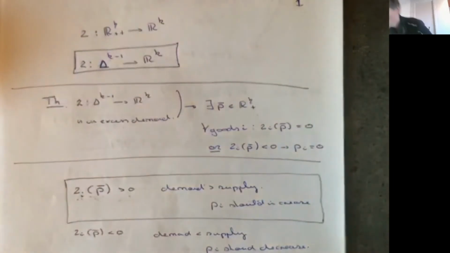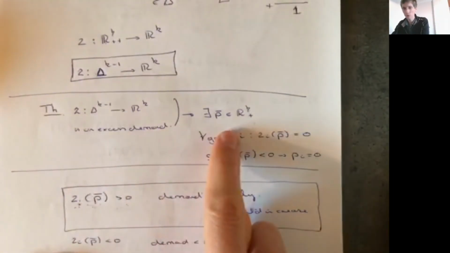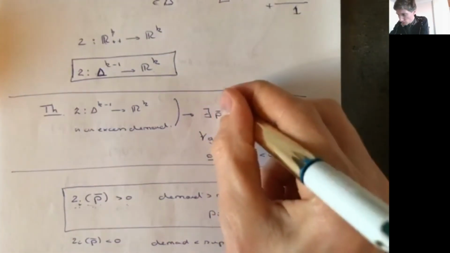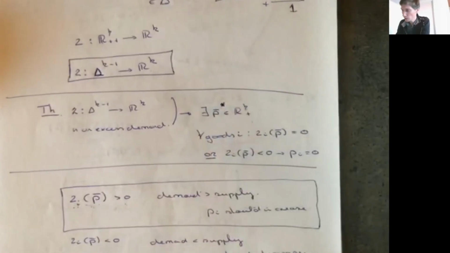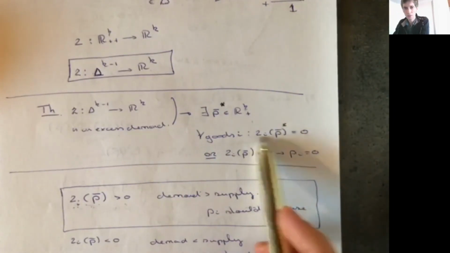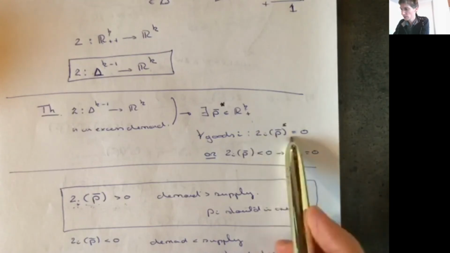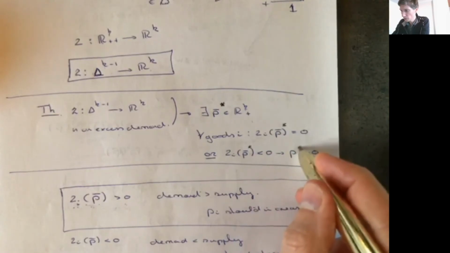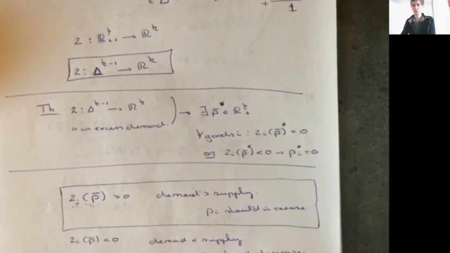So we made a somewhat long derivation, so let me try to go over it again. We would like to show that there exists a price vector P, which we can call P star as we use in the proof, such that for each good the excess demand is equal to 0, or it's negative, but then the price P star has to be equal to 0.